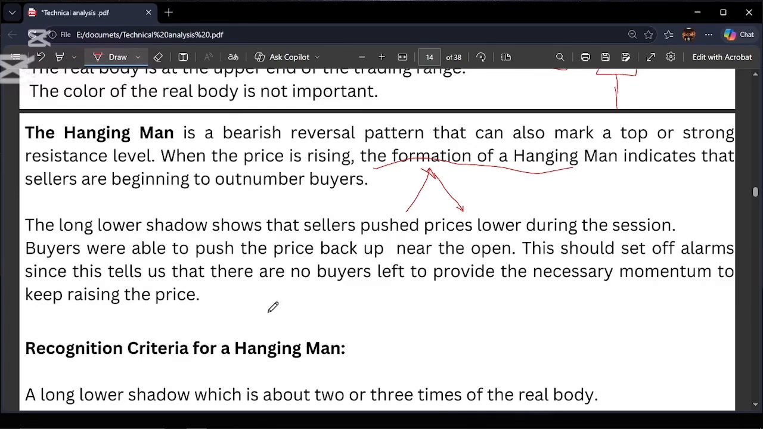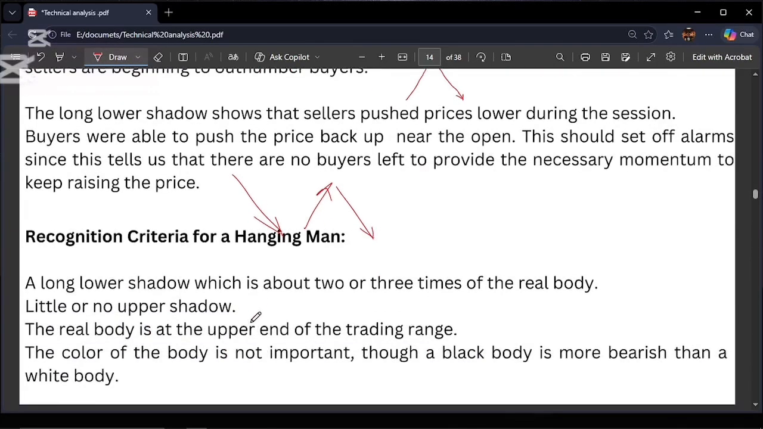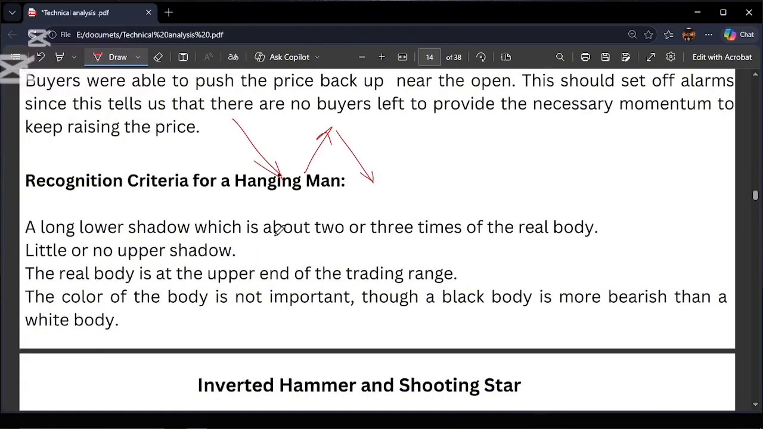So we get to know that if you say hanging man, you should know very well that prices might turn downwards from an uptrend to a downtrend. So the criteria you should see to tell whether the hanging man is valid are the same as the other. The long shadow is about 3 times the body.